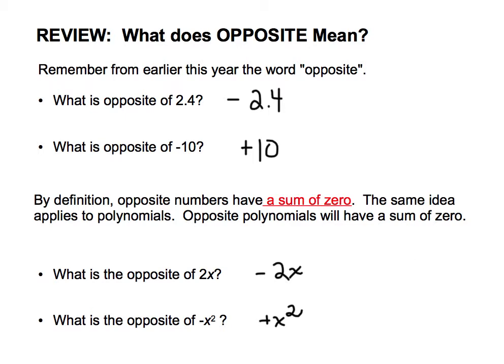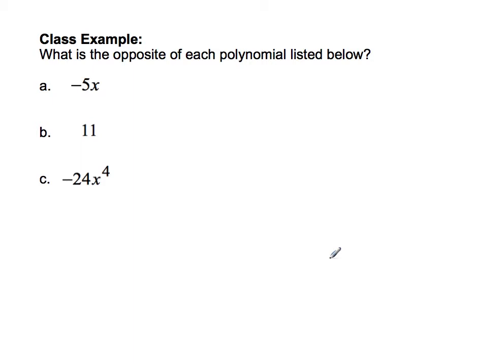Okay? So some class examples. What is the opposite of each of the polynomials? Well, we have negative 5x, so the opposite is positive 5x. The opposite of positive 11 is negative 11. And the opposite of negative 24x to the power 4 is positive 24x to the power 4. And again, we do not need the positive signs on either A or C.